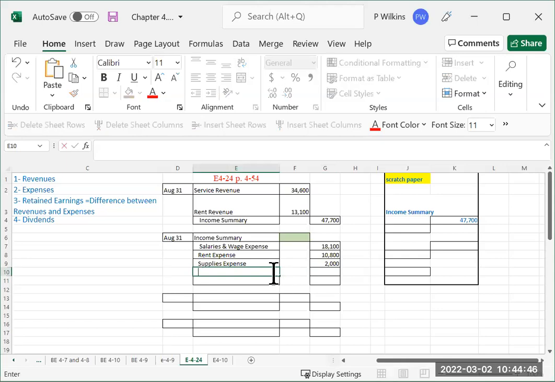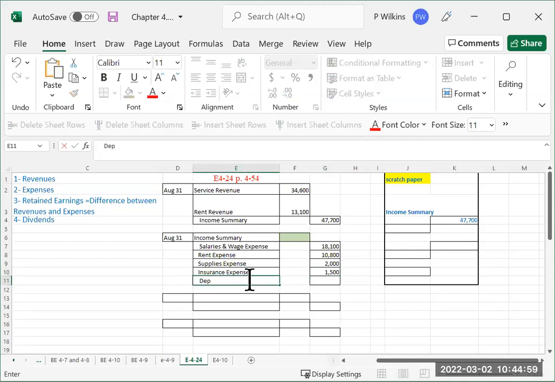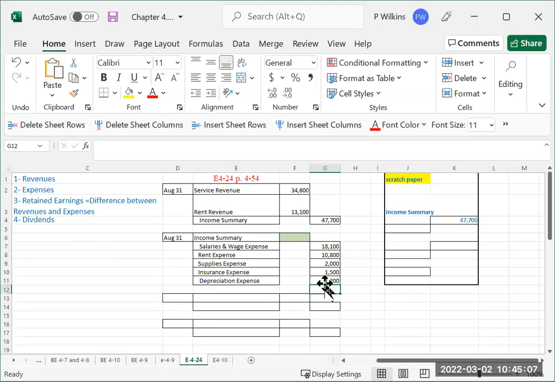Okay, the next one we have is insurance expense, and insurance expense is $1,500. And then we have depreciation expense, and that is $1,200. And that's the total of all expenses. So we're going to add all of those up: 18,100 plus 10,800 plus 2,000 plus 1,500 plus 1,200.